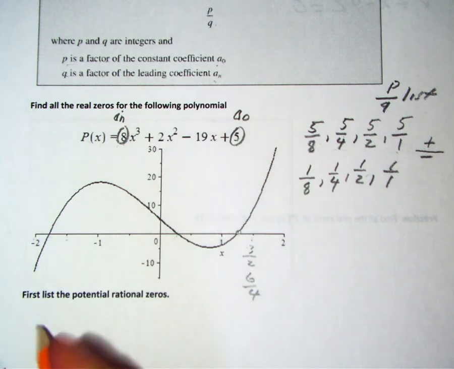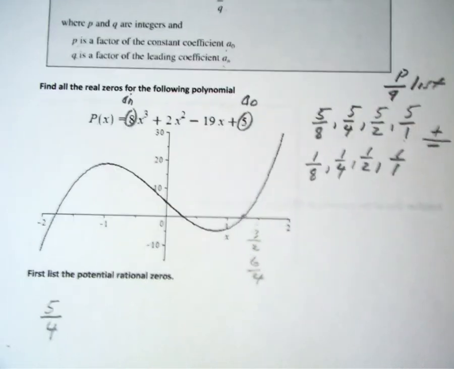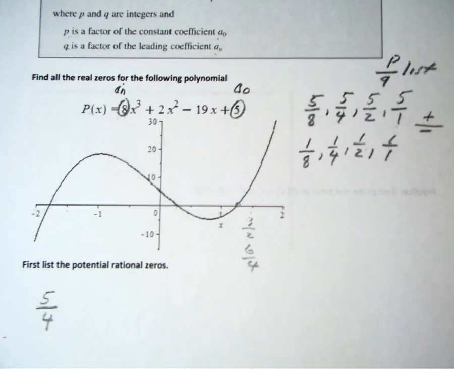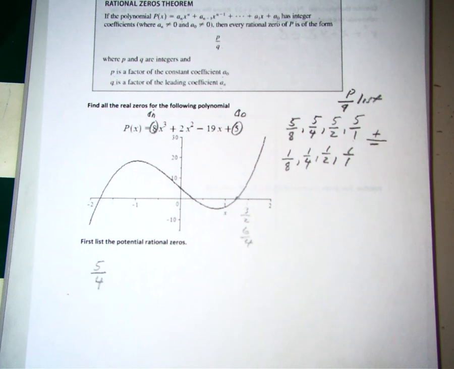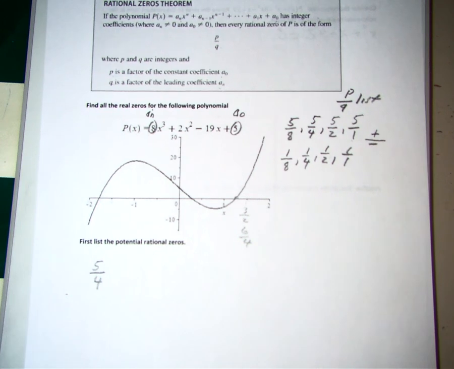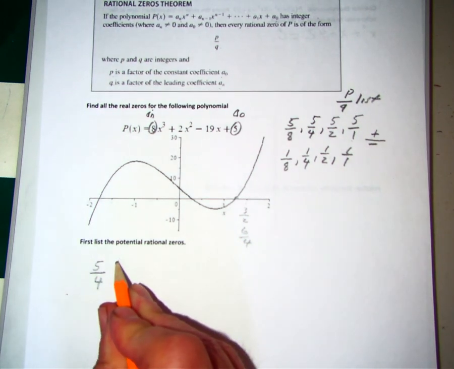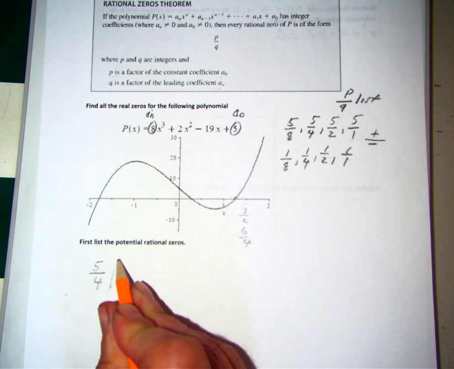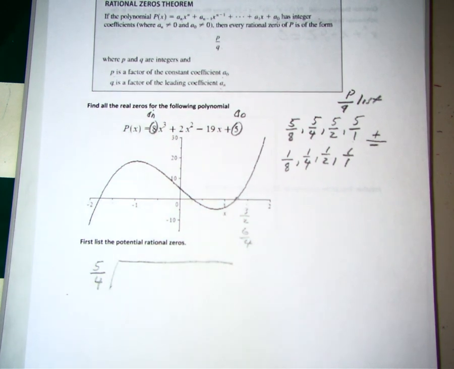So what I'm going to do, folks, is take the 5 over 4 that we obtained from the graph. Hopefully that's visible to y'all. I'm going to do the 5 over 4 and then apply synthetic division here. It's a lot easier than doing the long division.